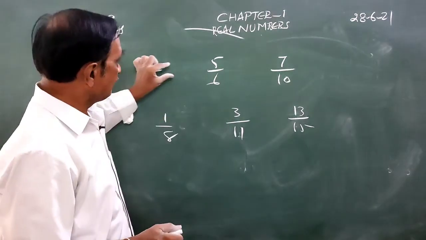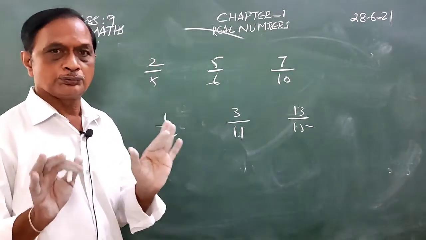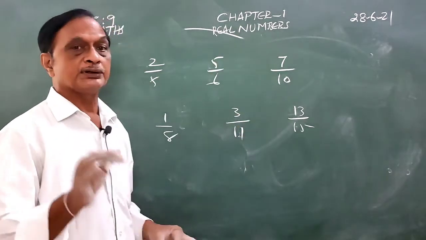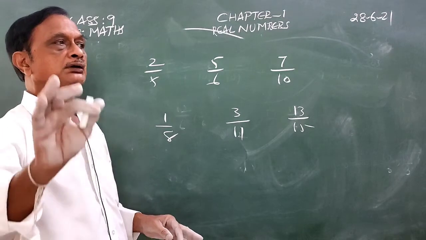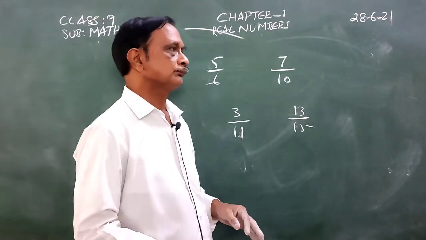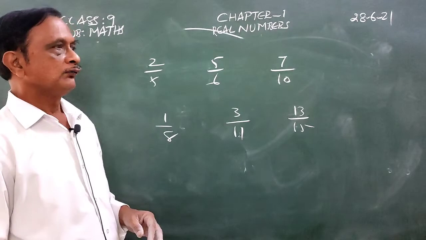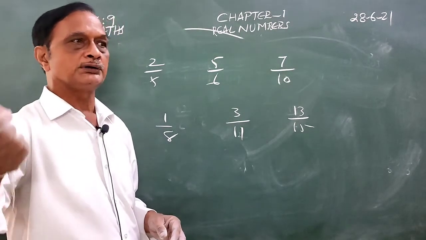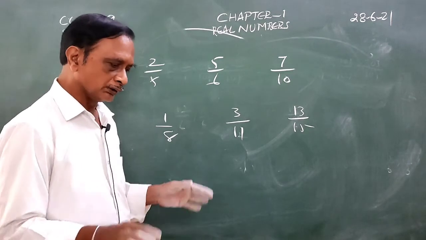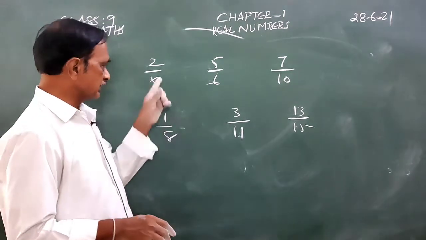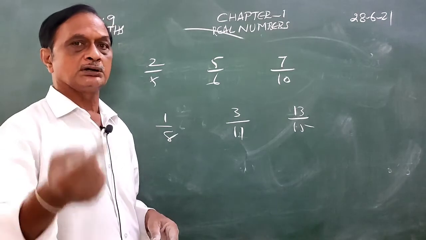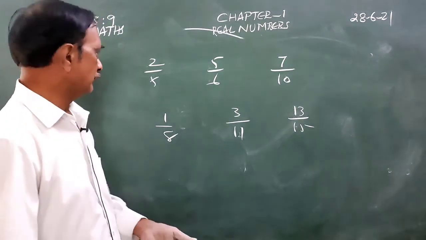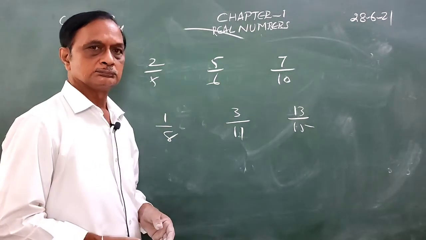How do you say whether the given rational number represents a terminating decimal or non-terminating repeating decimal? How do you find whether the given rational number represents a terminating decimal or non-terminating repeating decimal? What should be done? To see whether the given rational number represents a terminating decimal or non-terminating repeating decimal, we have to divide. We have to divide the numerator by the denominator.